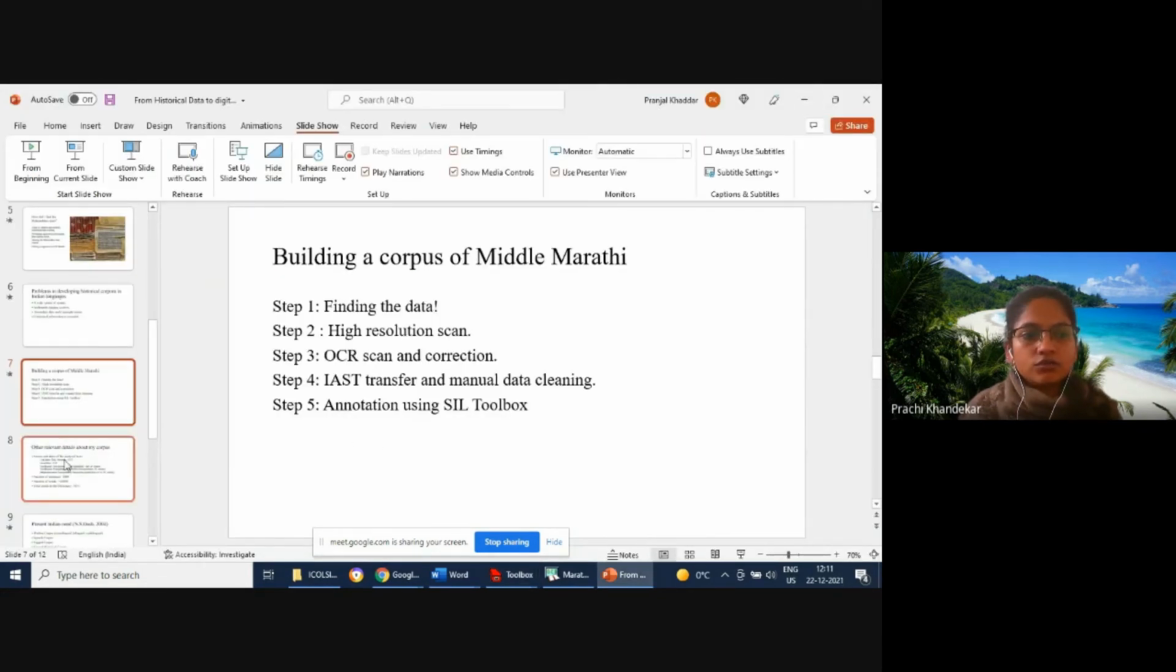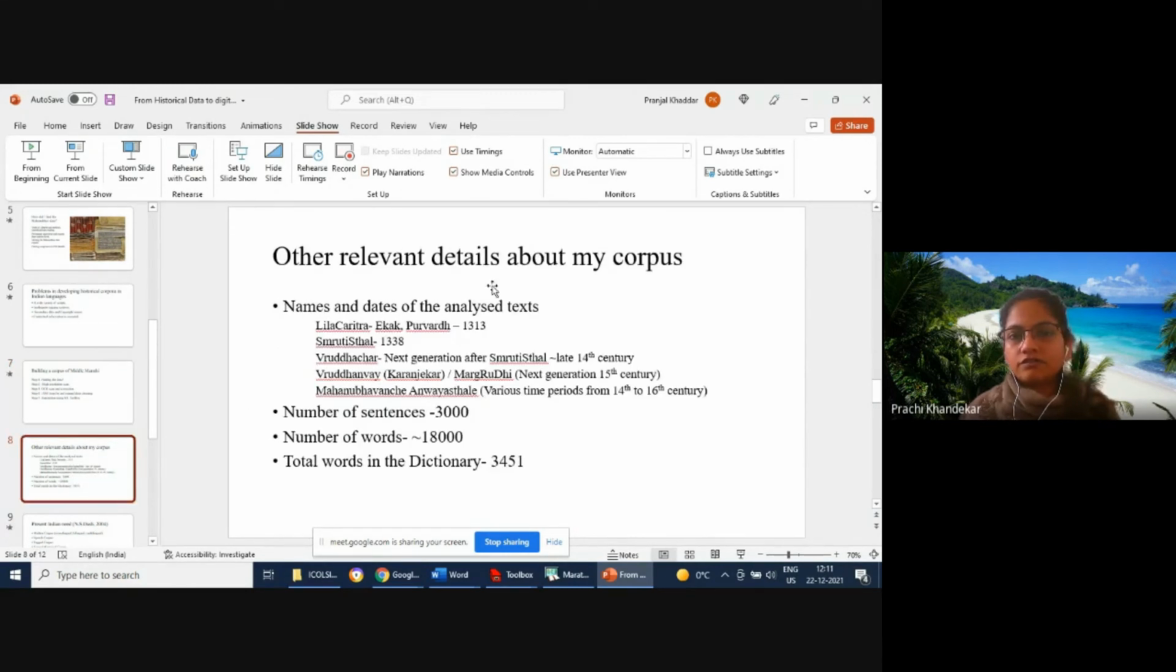Right. So these are the relevant details about my corpus. These are the texts that I have used from the 14th century to the 16th century. My corpus is about 3,000 sentences and 18,000 words. There are 3,451 words in the dictionary.